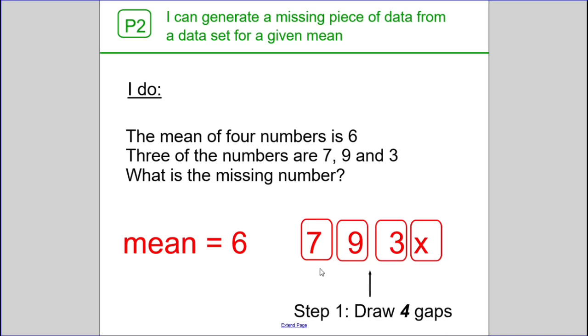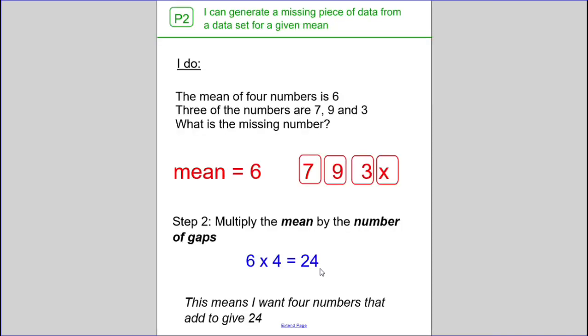Step 2, we multiply the mean by the number of gaps. Remember, the mean here was 6 and the number of gaps here was 4. So we do 4 times 6, which is equal to 24. This means that I want 4 numbers that add to give a total of 24.